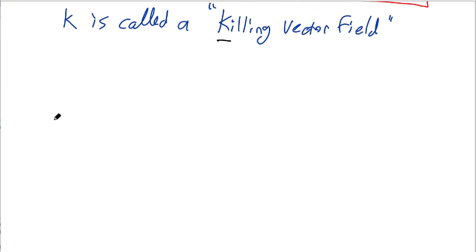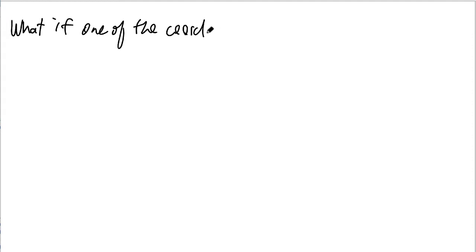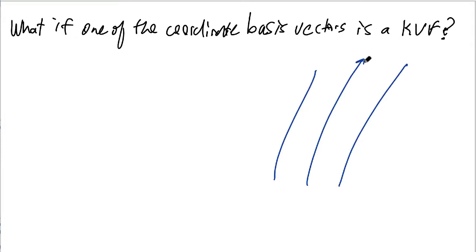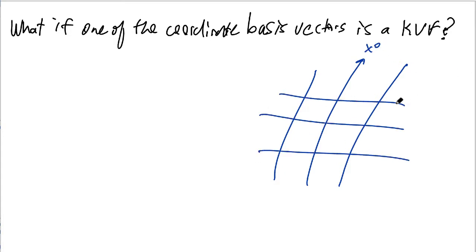Now I'd like to pose a question. What if one of the coordinate basis vectors is a Killing vector field? Right, so here's my coordinate grid. So these are, say, the x0 coordinates. Here's my x1 coordinates, and so forth.